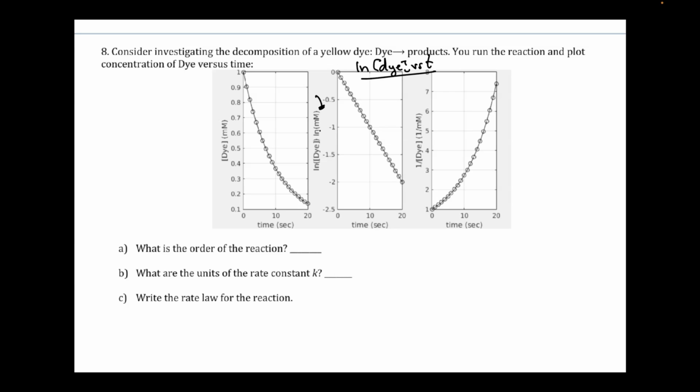Since that's linear, that means it must be first order kinetics, right? Remember, that's the key thing to memorize. Zeroth order is A, first order is ln of A, second order is 1 over A.